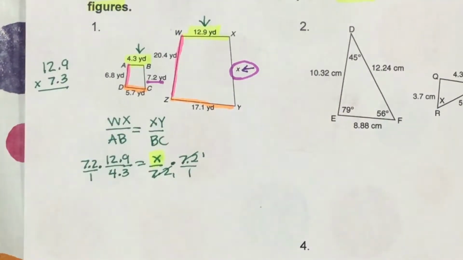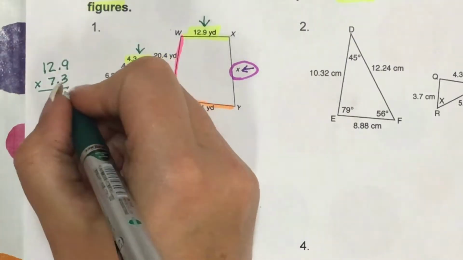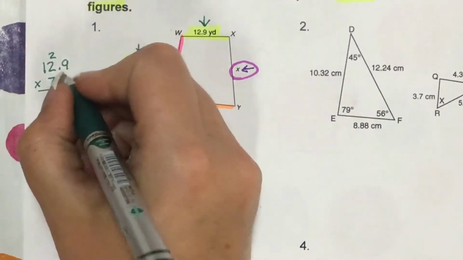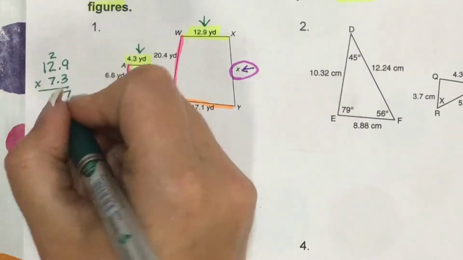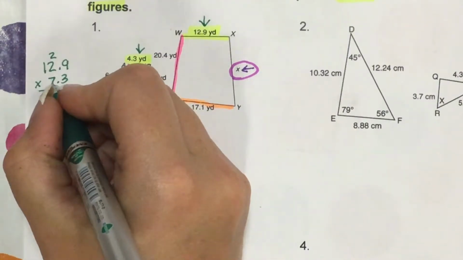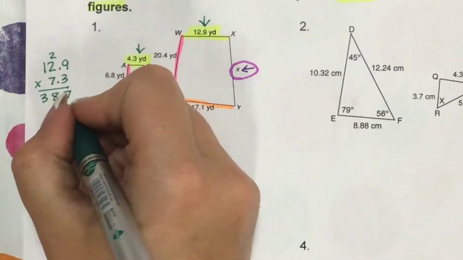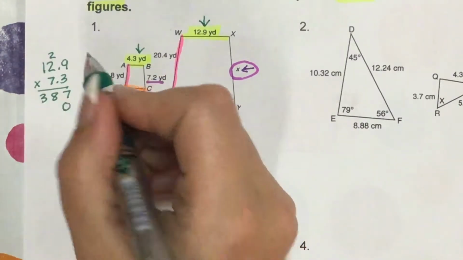So I'm just going to do it. 3 times 9 is 27. I'm going to write the 7 and carry the 2. 3 times 2 is 6, plus 2 is 8. 3 times 1 is 3. Now I'm moving to the tens place. Because I'm moving to the tens place, I need to put a 0 in the ones place.